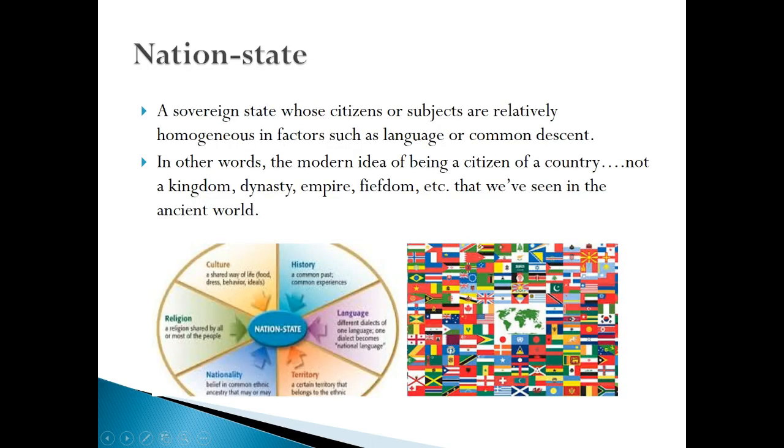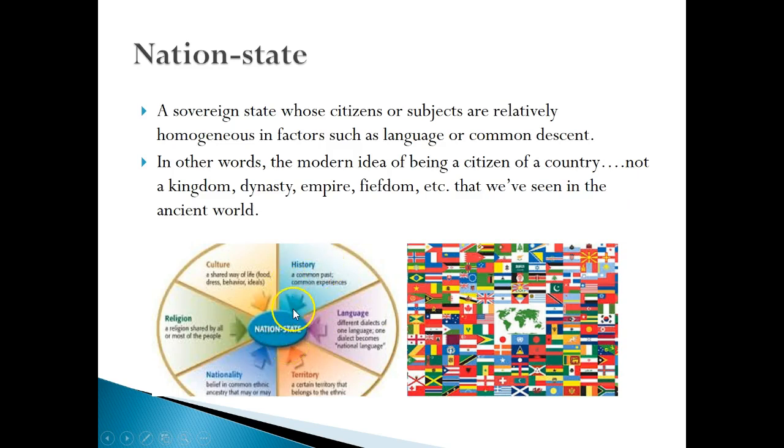Now, this idea of nation state is very complex. It's very difficult, and it's going to take some time to get this across. But it's the beginning. It's the fledgling. It's the zygote of what we consider a modern nation. So if I say we're all Americans, okay, what does that mean?